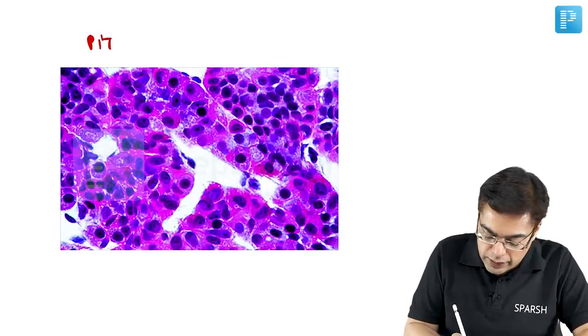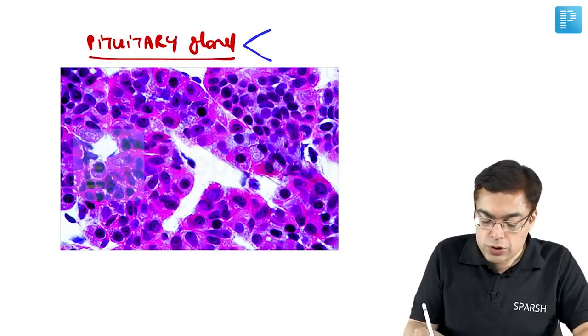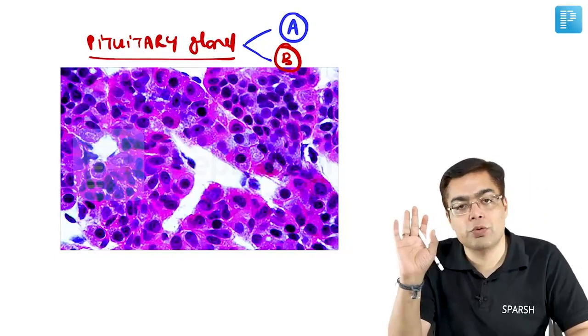happens to be the pituitary gland. The normal pituitary gland is important because of the simple fact that you are going to have 2 populations of cells. So I can talk about the fact that one, there can be acidophilic cells, and second, there can be basophilic cells.